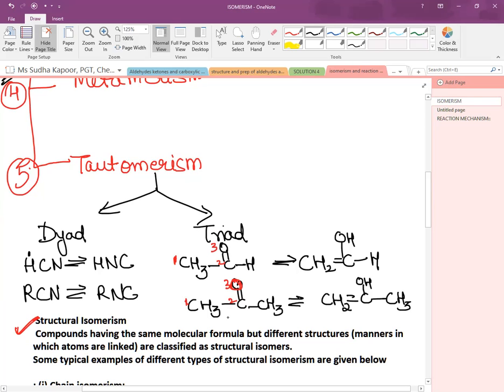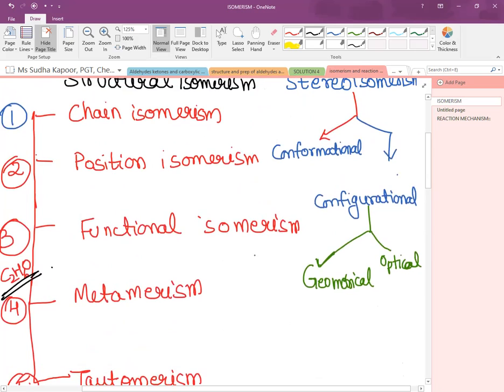In the other case, we have taken the example of propanone, CH3COCH3. Again, there is a 1-3 migration. The proton has moved from CH3 to O, so it becomes CH2=C(OH)CH3, that is prop-1-en-2-ol. So this, in brief description, is known as tautomerism. The four main types of structural isomerism are chain, position, functional, and metamerism.